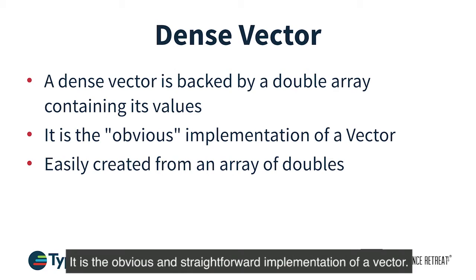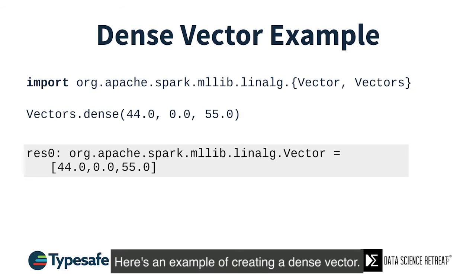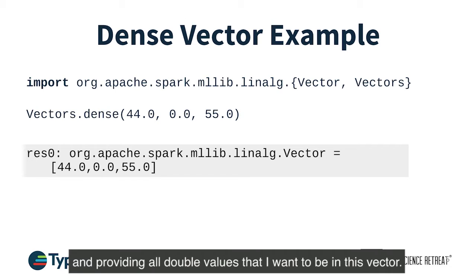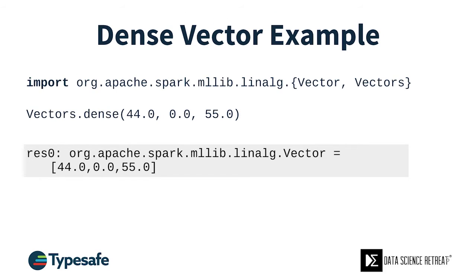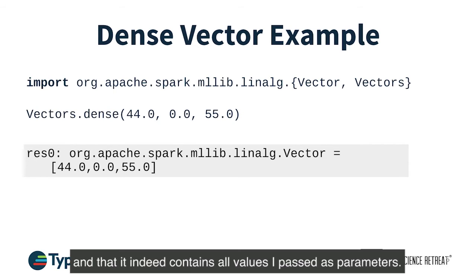It is the obvious and straightforward implementation of a vector. A dense vector can be easily created from an array of doubles, and that is how it is represented internally. Here's an example of creating a dense vector. After importing both Vector and Vectors, I can create a dense vector by calling Vectors.dense and providing all double values that I want to be in this vector. res0 shows me I've created the right type of vector, and that it indeed contains all values I passed as parameters.